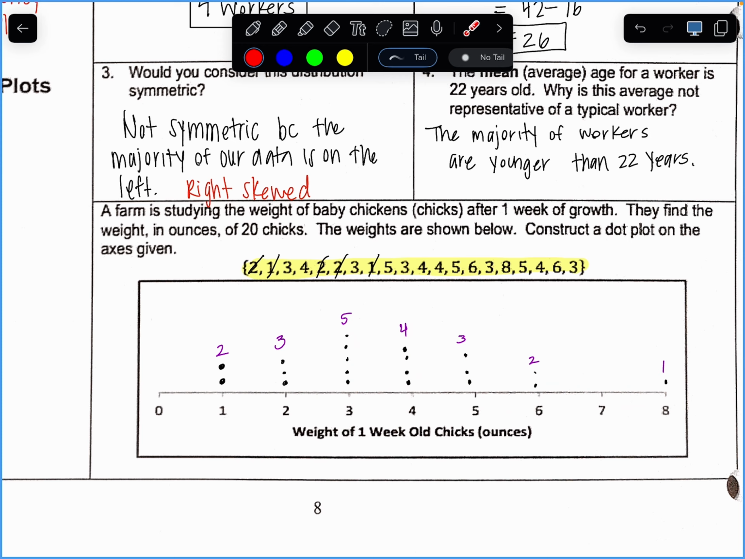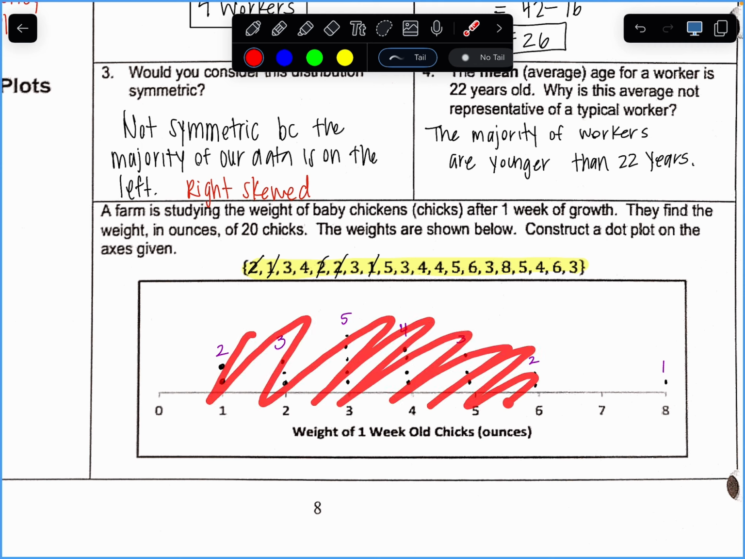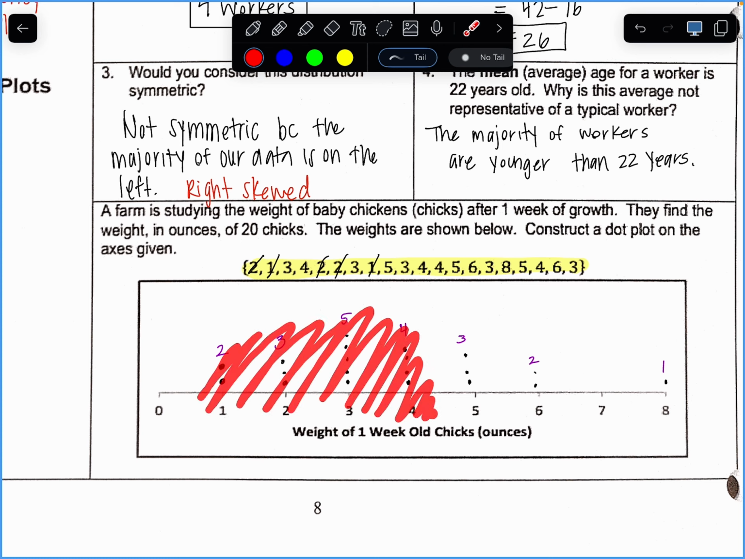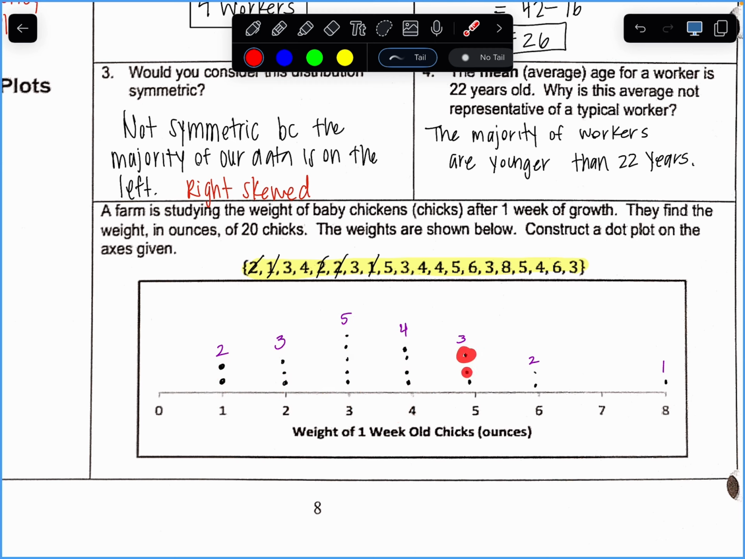Now, how many chicks weighed more than 6 ounces? 1. Yeah. Now, how many chicks weighed more than or equal to 5 ounces? 2. 6. More than or equal to 5. Yep. So it's 3 plus 2 makes 5 plus 1 more is 6. Remember, these dots are representatives of the chickens. Okay, so you guys are able to answer that.